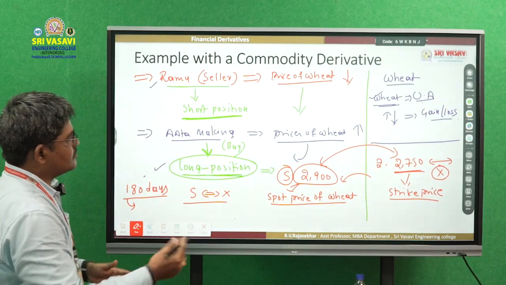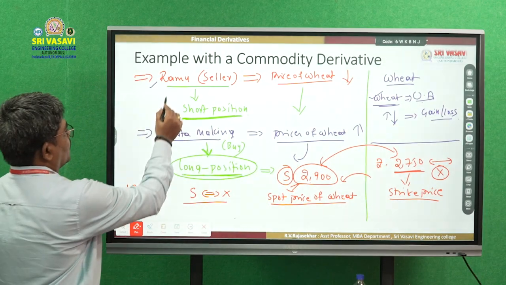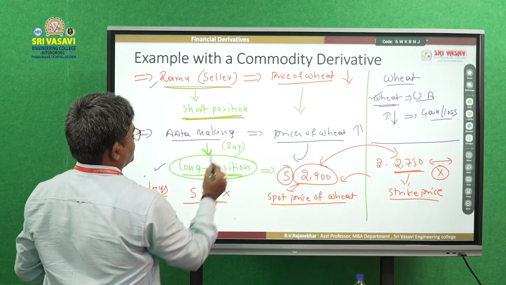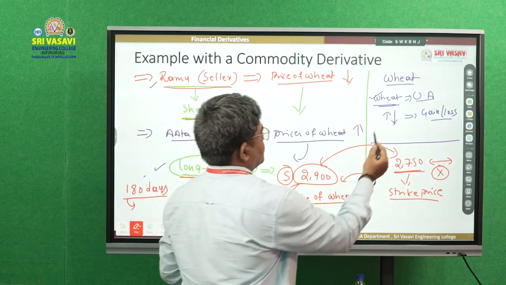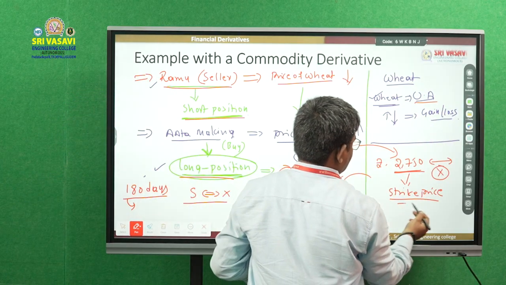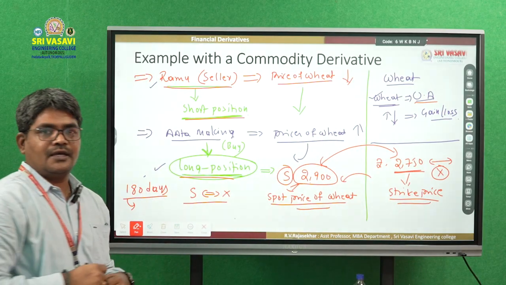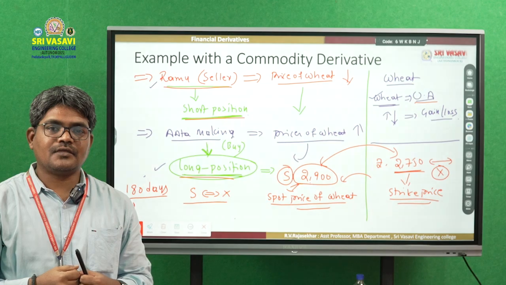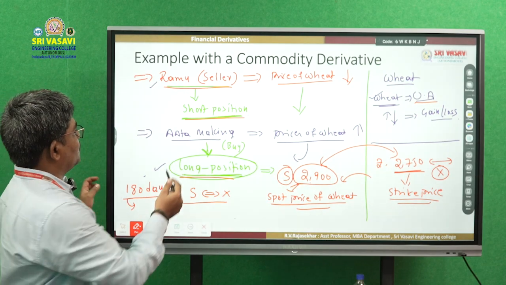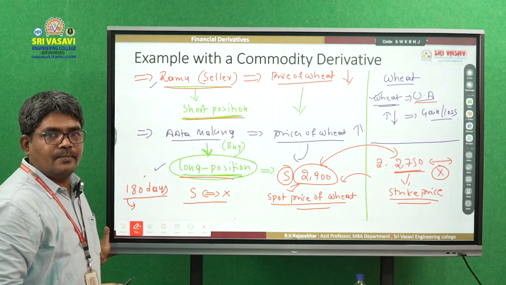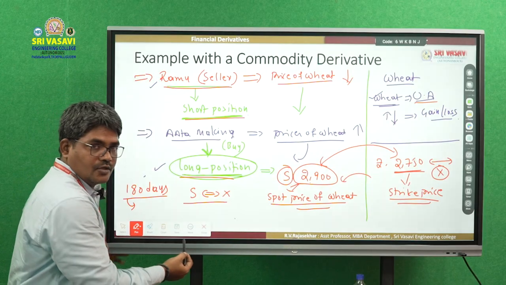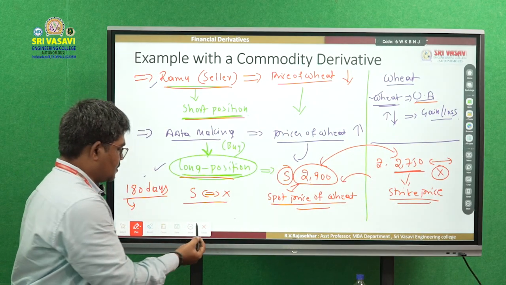That's all about it. Now, I will list out a few aspects. One is position, short position and long position. The next one is UA, underlying asset, then strike price, spot price, as well as the 180 days, which is the expiration date. With this example, we can list out all the components of the contract. Hope you got the example.